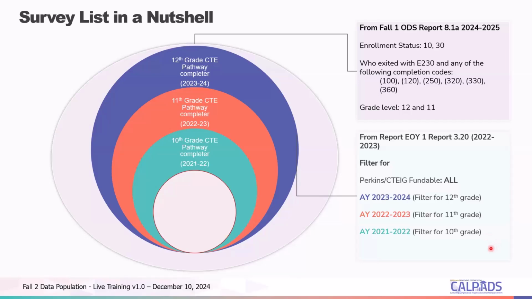Again, we could do this a fourth time, filtering for academic year 2020-21 and filtering for ninth grade to determine our high school completers who completed a CTE pathway in their freshman year. But completion of a CTE pathway during a student's freshman year is incredibly rare.